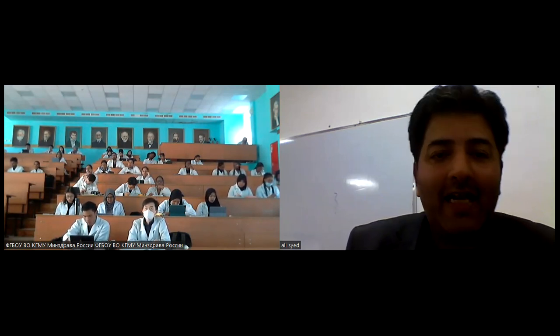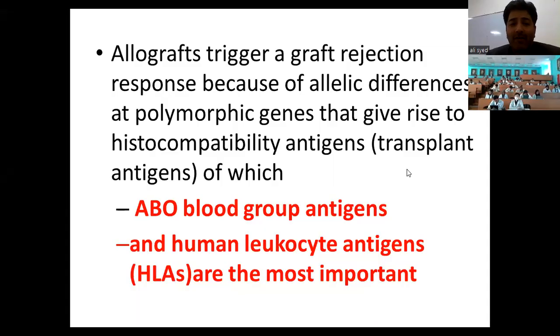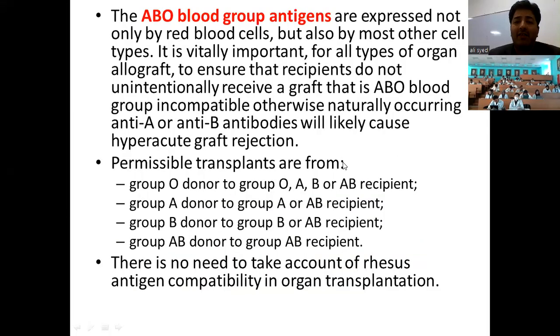Okay. HLA antigen. So first of all, we must know ABO antigen. I think you already studied that. If antigen A is present on your blood, your blood group will be A. If antigen B is present, your blood group will be B. If antigen AB is present on your RBCs, it will be AB.